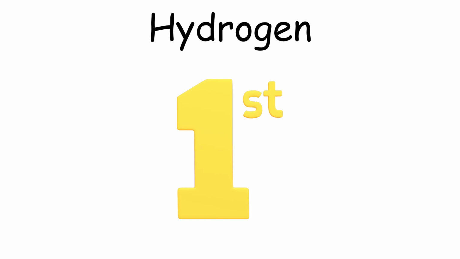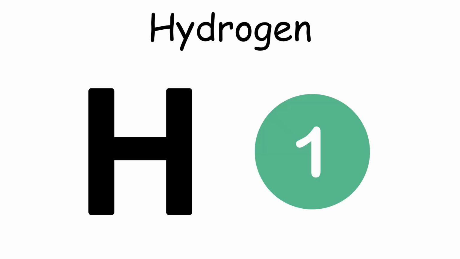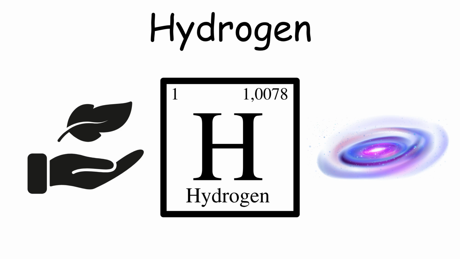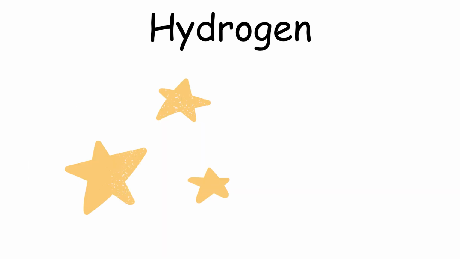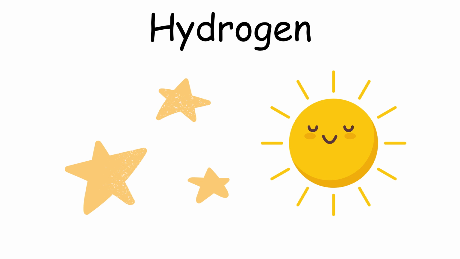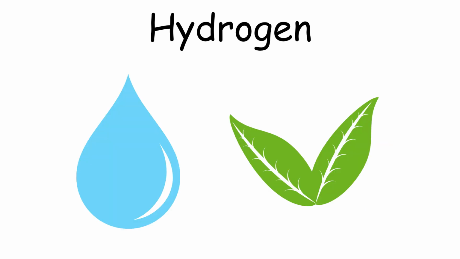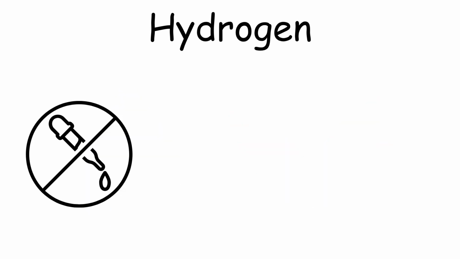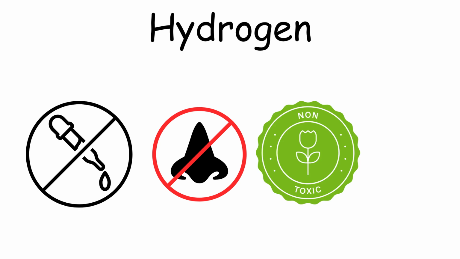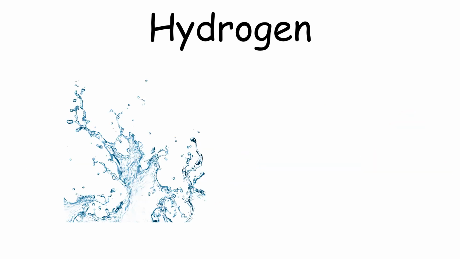The first element on the periodic table with the symbol H and atomic number 1, hydrogen is the lightest and most occurring chemical element in the universe. Hydrogen exists in stars, such as the Sun, and can be found in water and organic compounds on Earth. Normally, it is a colorless, odorless, non-toxic, and highly flammable gas that produces water when reacting with oxygen and air.